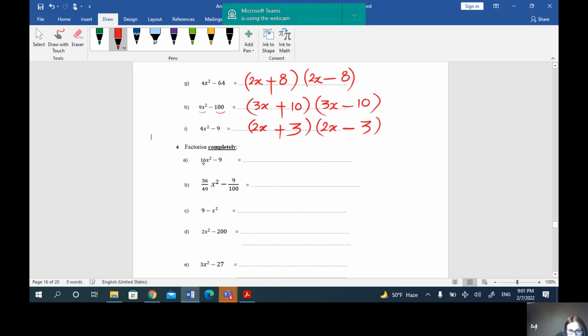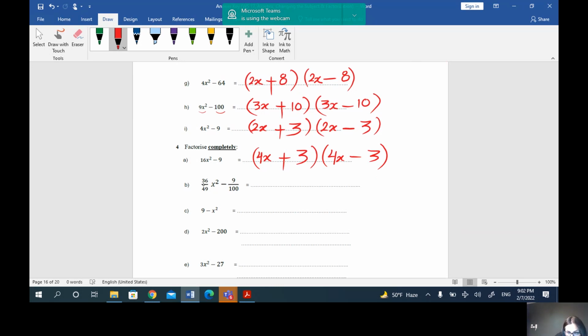Same applies here. 16x squared is 4x times 4x, and 9 is 3 times 3. And there is a subtraction in the middle. Open two brackets. One will take the addition, the other will take the subtraction.